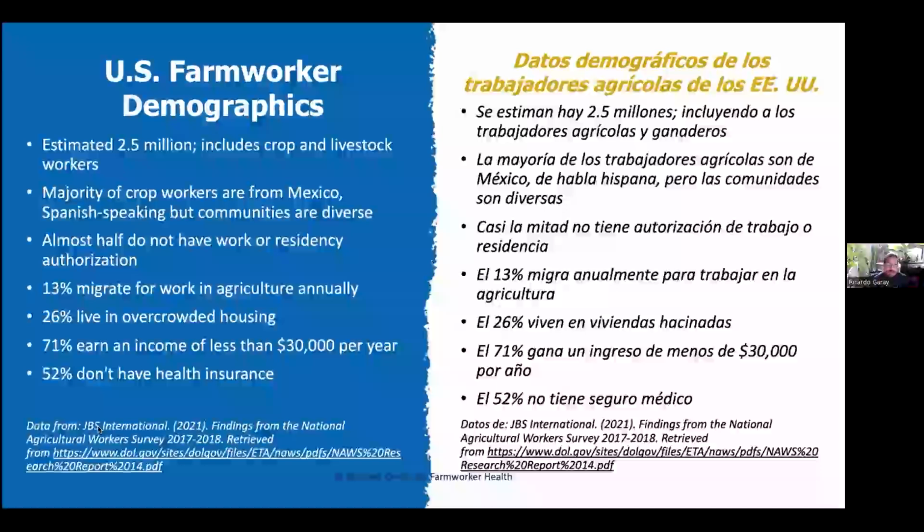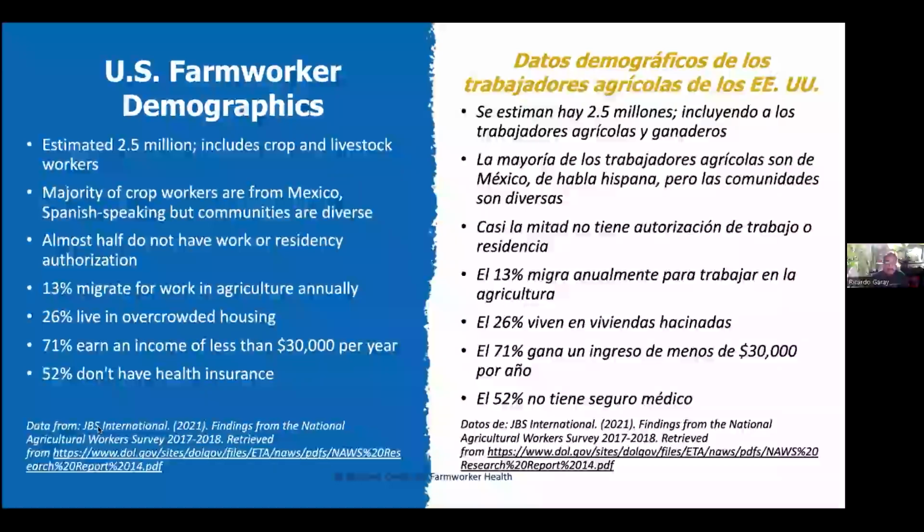About 13% migrate for work in agriculture annually. They do not have a certain place where they establish themselves, but have to be traveling within the United States. 26% live in overcrowded housing within a hacienda or residence that is provided by a landlord or their employer. 71% earn an income of less than $30,000 per year. It is a population that works a lot, but is not paid according to the work they do.